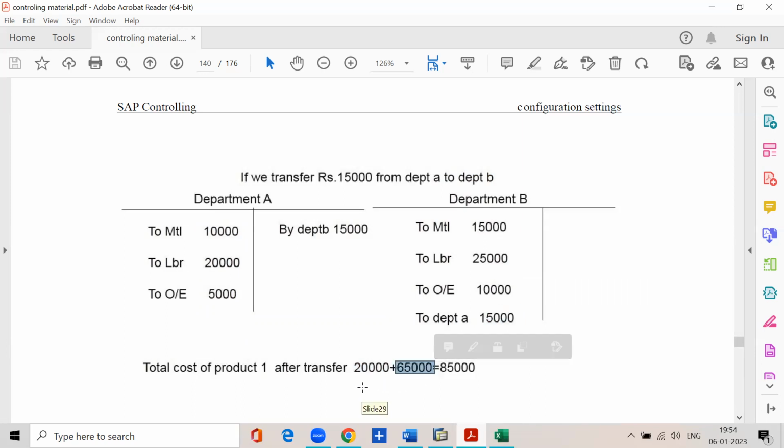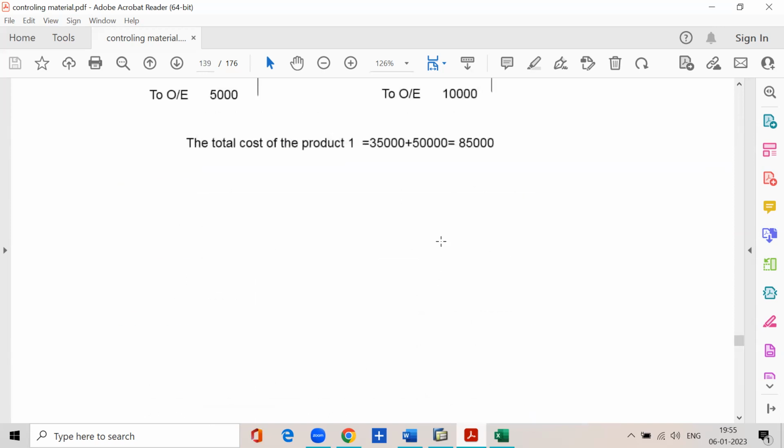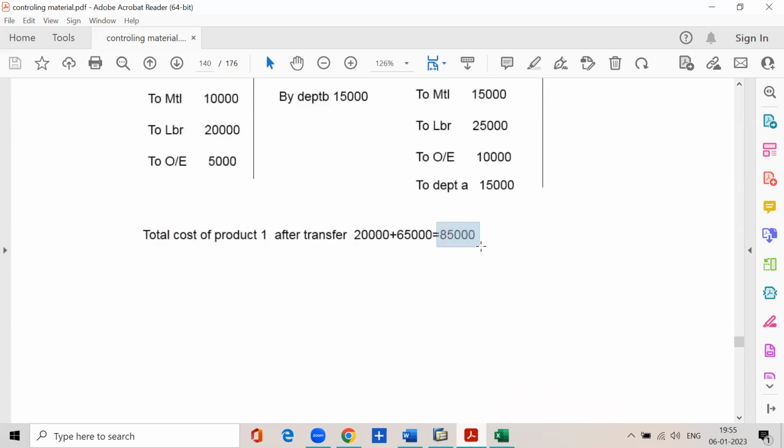Then even after the transfer of cost from Department A to Department B, what is the total cost of product one? Same, 85,000. Is there any change in the product one cost? Before the transfer, the product one cost is 85,000, and even after the transfer, the cost is 85,000. The cost of the product will be the same. Because it is just an extra entry, departmental expenses will be apportioned differently, but the cost of production of product one is the same.